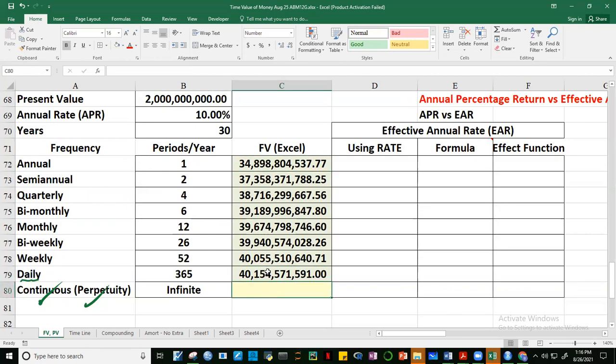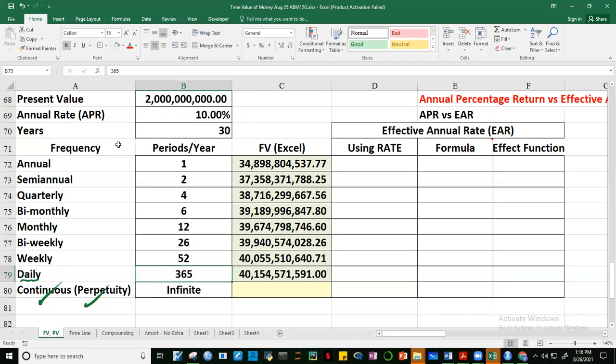Okay, so you can see the difference. Ito yung power of compounding. So ito kasi once a year lang kino-compound. Ito 365 times a year. So the more the frequency of the compounding is, the greater will be the future value, the equivalent future value. So we can see here big discrepancy. Ang laki ng difference ng annual compounding at saka daily compounding.